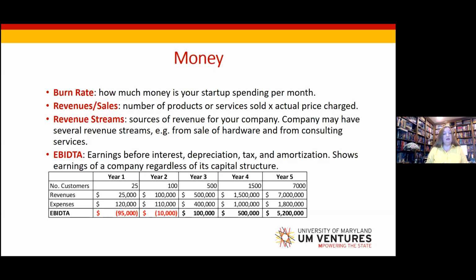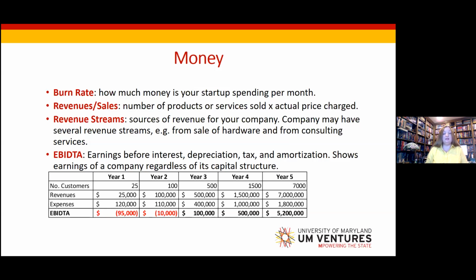Revenues or sales is the number of products or services sold times the actual price charged. Revenue streams are the sources of revenue for your company. Companies could have several revenue streams. For example, you could have a revenue stream from the sale of your hardware, and another revenue stream from selling consulting services to some of your customers. Or you could have a B2B revenue stream or a B2C revenue stream.